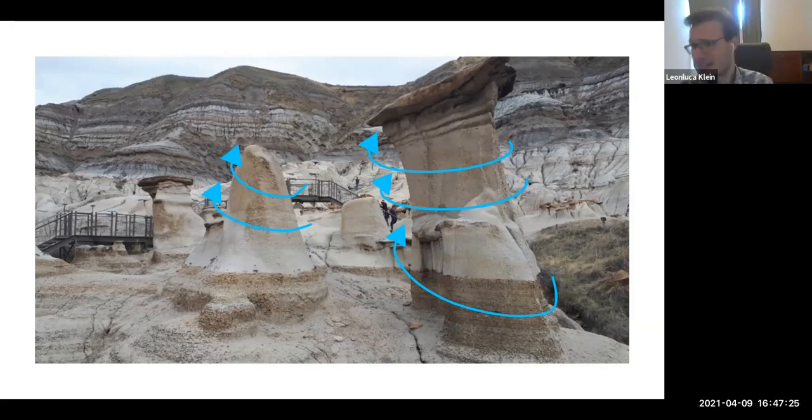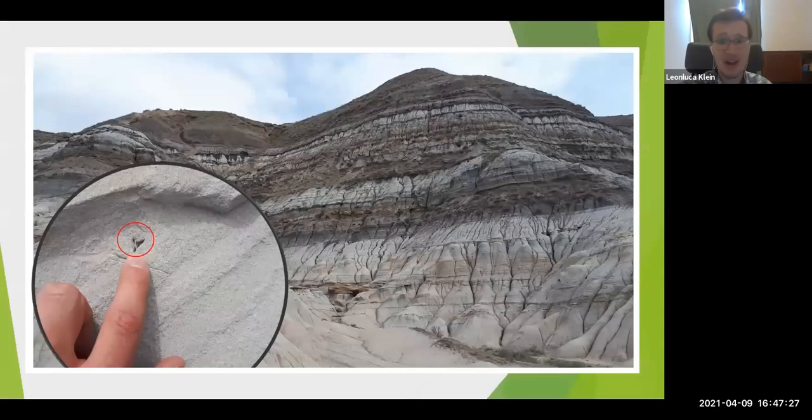Also, when you're just walking around here, this area is very, very well known for fossils. I was just walking here and found a shark tooth. I thought that was really cool. I was like, oh, wow, you can find fossils like that.